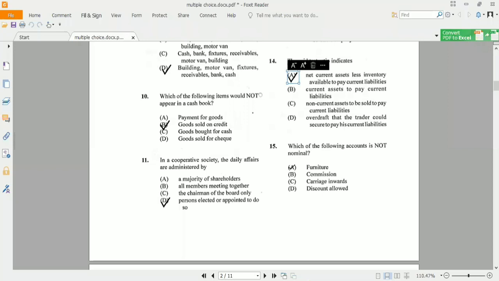So A is the response there because furniture is a real account. When we say real, what are we looking at?